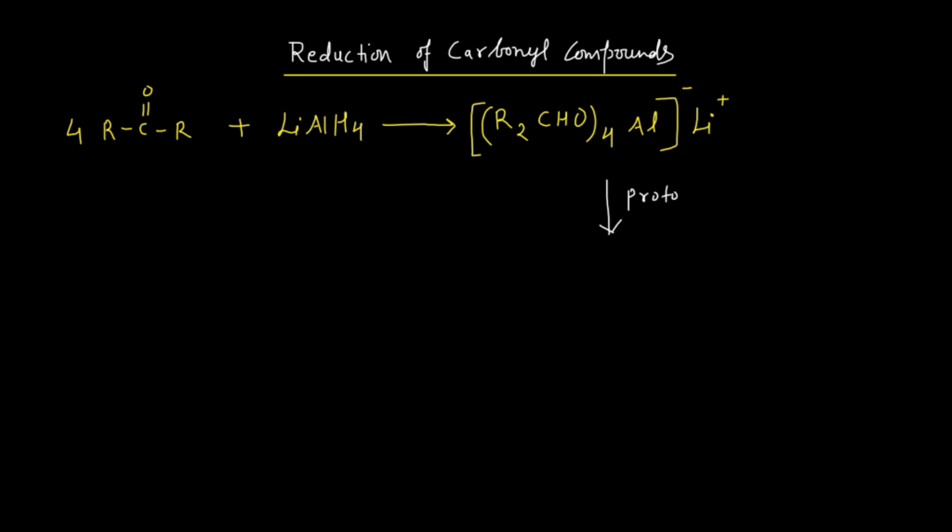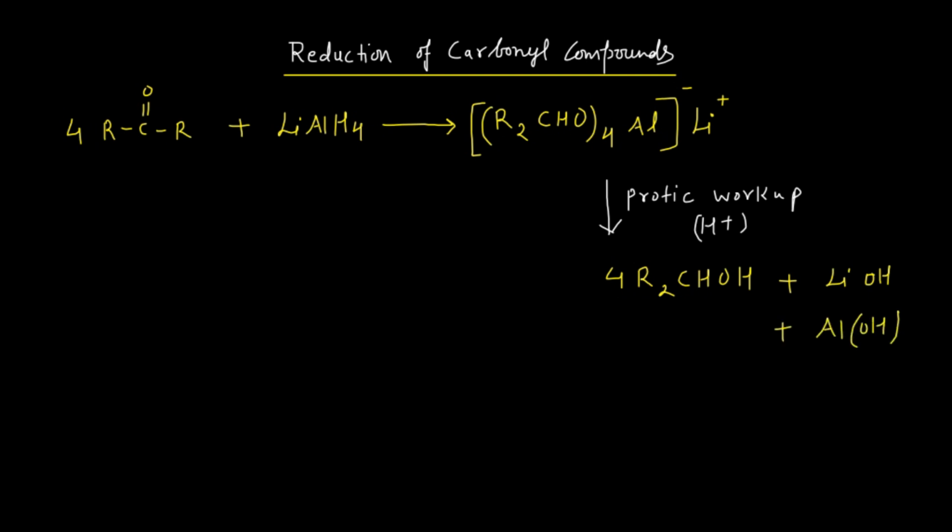I hope you know what protic workup is in organic chemistry or in synthesis, okay. That means reaction with dilute acid. Sometimes you can write H positive as well, okay. So when you do this, you'll get four of alcohol, four of R2CHOH, this is your main product, and lithium hydroxide will be eliminated along with aluminium hydroxide. So this is the general reaction.